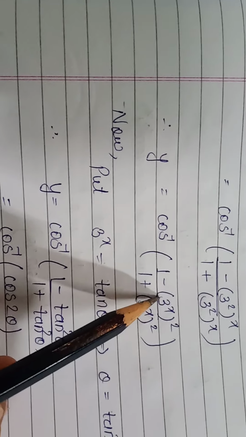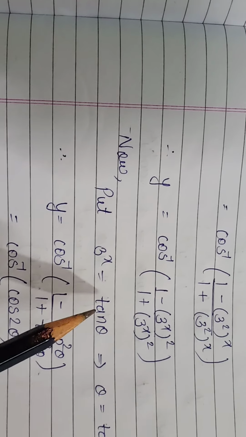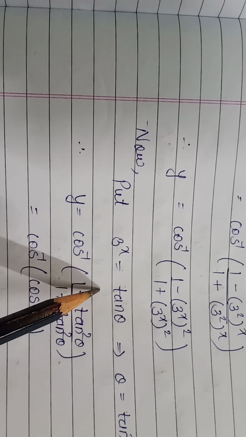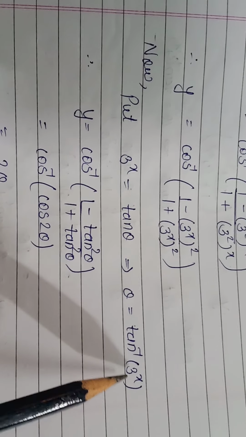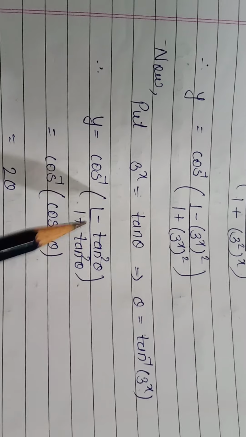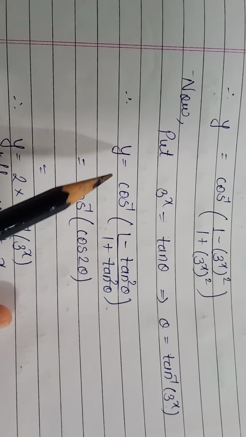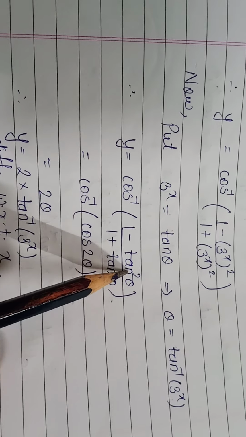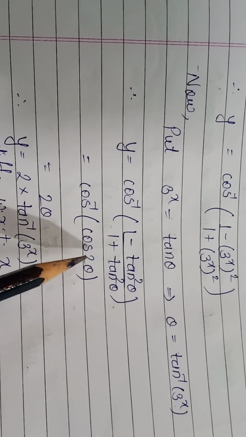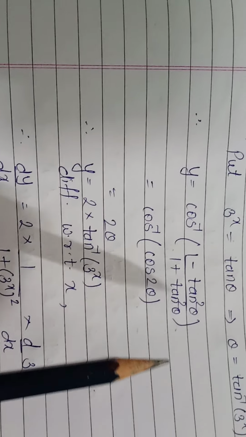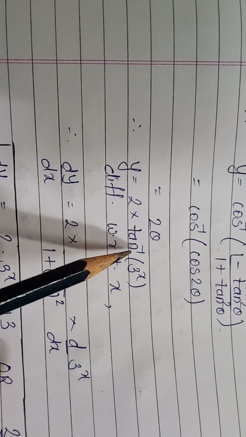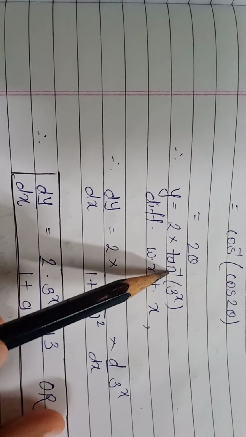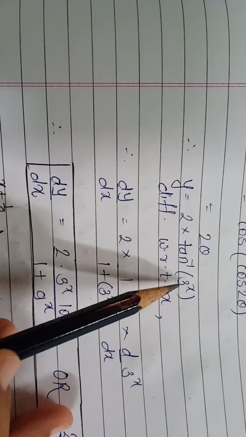Something square we got. So this something we have to put as tan theta. Remember. So put that inside bracket, that is 3 raised to x, as tan theta. Then theta will come as tan inverse of 3 raised to x. Correct? Now our y will become cos inverse of 1 minus tan square theta upon 1 plus tan square theta. So this is nothing but cos 2 theta. Similar steps are there, but theta will come as tan inverse of 3 raised to x. So while taking the differentiation, you have to take this extra part's differentiation also.